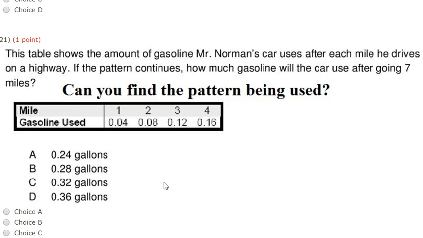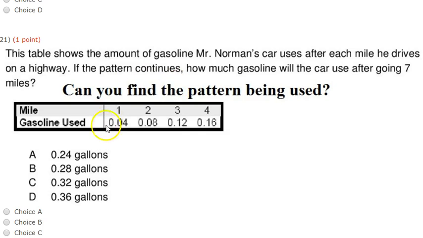And the last question, question 21. This table shows the amount of gasoline Mr. Norman's car uses after each mile he drives on a highway. If the pattern continues, how much gasoline will the car use after going 7 miles?